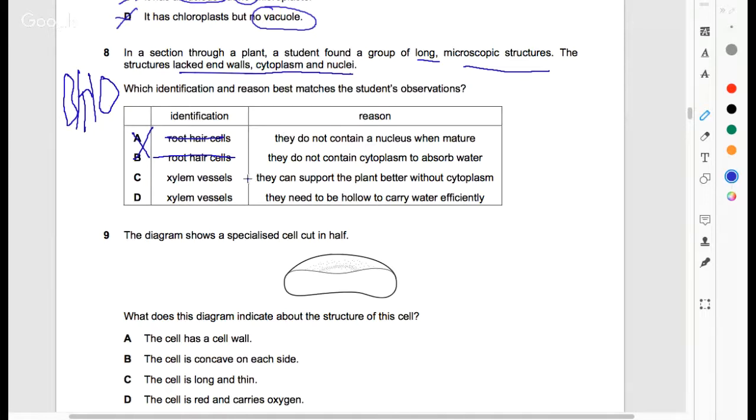The reason why they have no cytoplasm: the function of the xylem vessel is to carry water and minerals. They do also offer some support, but their primary function is to carry water and minerals. So this is the correct answer. They need to carry water efficiently. D is the correct answer.